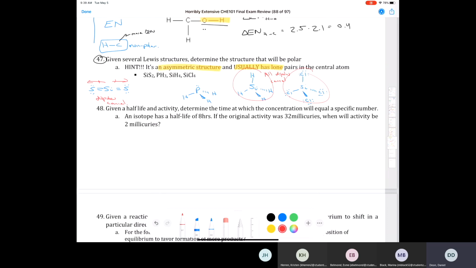Whereas if I look at phosphine, there's going to be a dipole moment. Even if you didn't know the direction of the dipole, you don't even have to know the electronegativity. You just have to know that this is an asymmetrical molecule because it's got a lone pair on the central atom. Let's say I have 3 dipoles going this way. Overall, I'm going to have a net dipole going in this direction. Therefore, this is a polar molecule. So the answer is PH3.